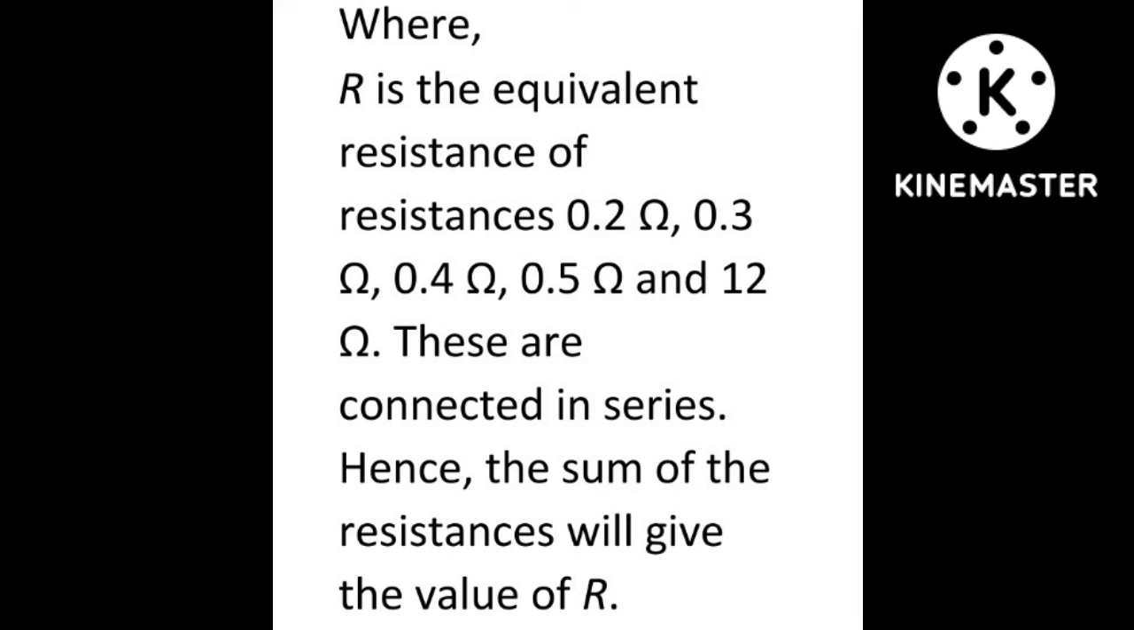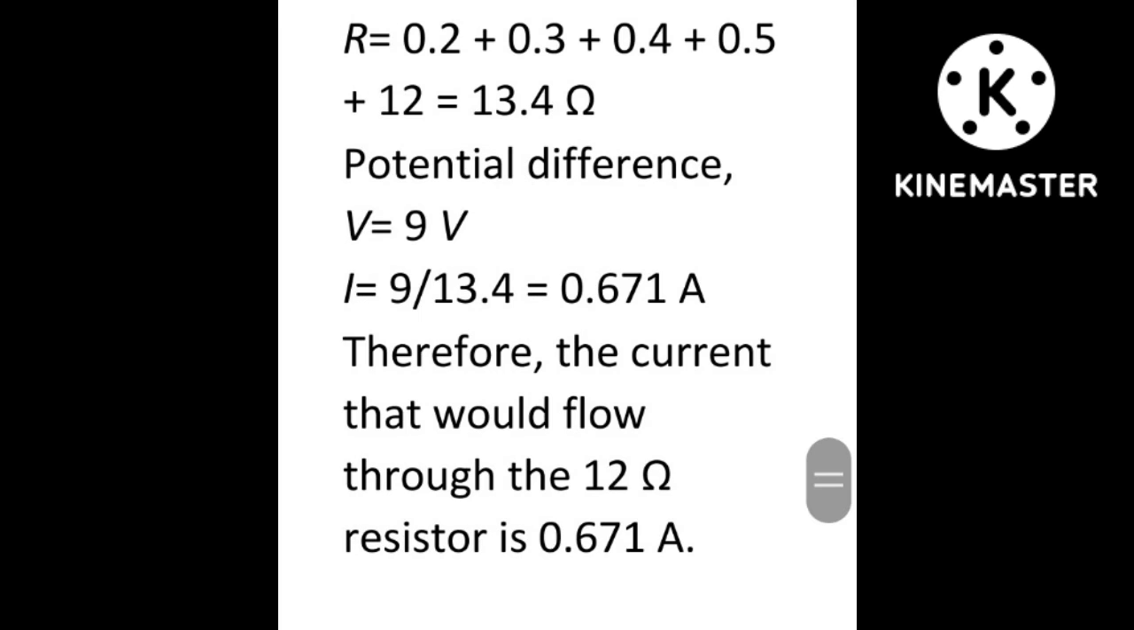Here it is connected in series, therefore the sum of the resistors will give the value, that is R equal to R1 plus R2 plus so on. Where R is equal to 0.2 plus 0.3 plus 0.4 plus 0.5 plus 12, that is equal to 13.4 ohm, and the potential difference is given as V is equal to 9 volt. Therefore, I is equal to 9 divided by 13.4, that is equal to 0.671 amperes. Therefore, the current that would flow through the 12 ohm resistor is 0.671 amperes.